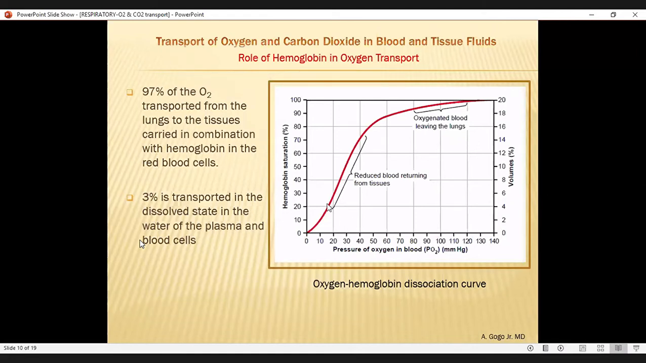Now this is reduced blood returning from the tissues. This is your hemoglobin saturation, 100% to 0, okay? If there is no oxygen that will combine with your hemoglobin, so there is no oxygen, PO2 is also 0, okay? But this is not compatible with life.